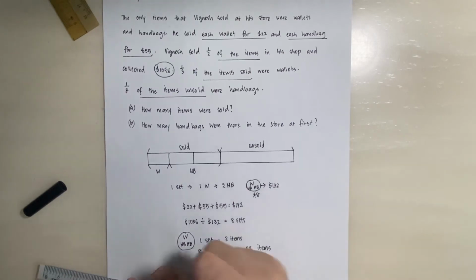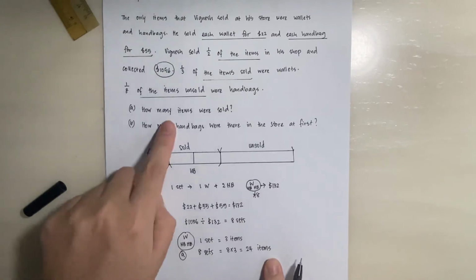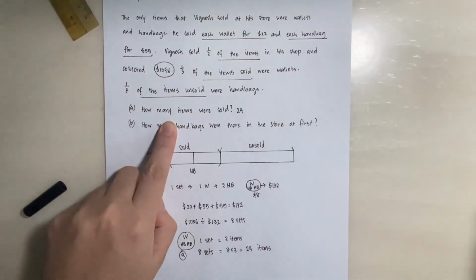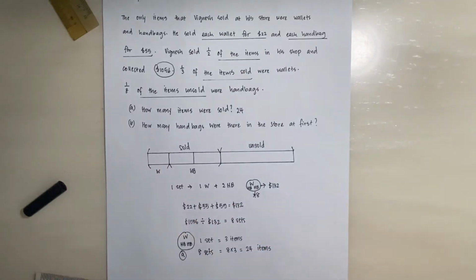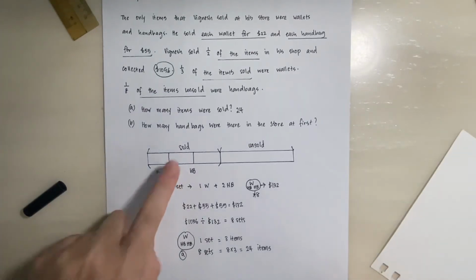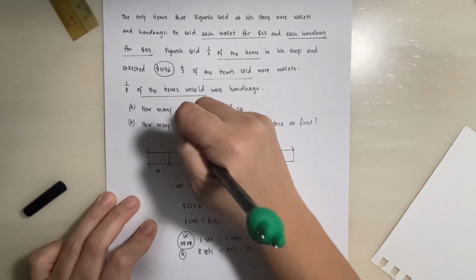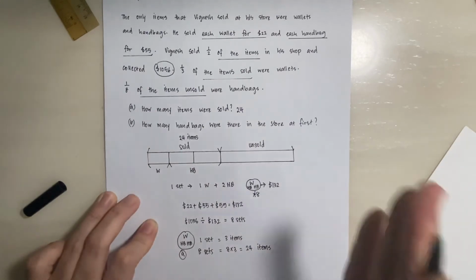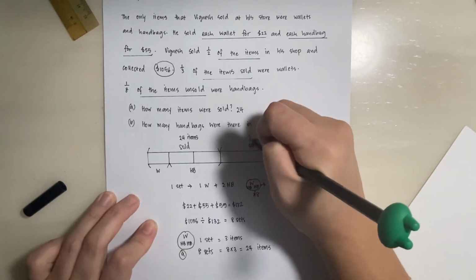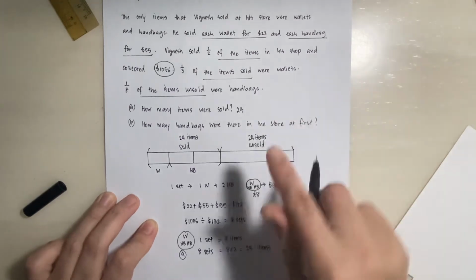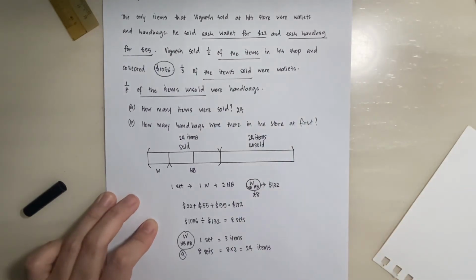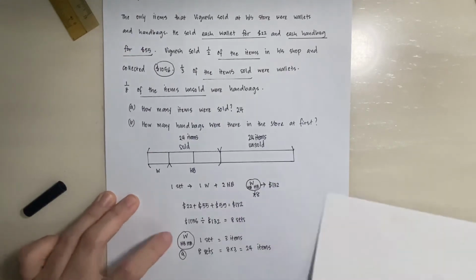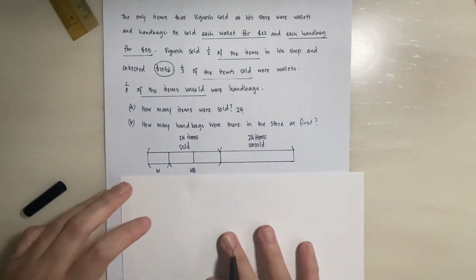So I've already found out my part A. I know that Vignesh actually sold 24 items. Now I'm going to go to part B. Okay, now part B, I will still use the same model, but this model is a little bit different. I already know that I have 24 items sold. Remember the question earlier, it mentioned that he sold half of the items, which means the other half, which is the 24 items over here, is unsold. So now I need to focus on the information that is unsold. So I'm going to cover this. Part A is done, so I'm going to cover this. Now I'm going to go to part B.